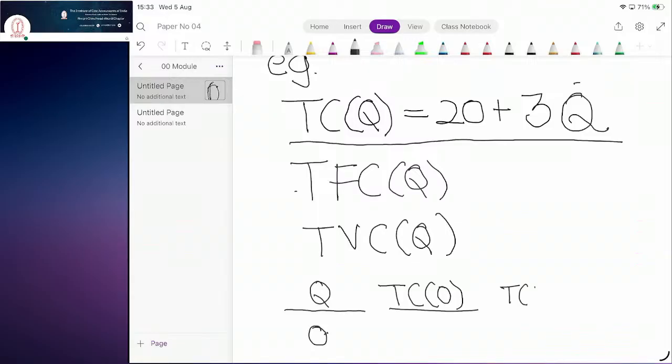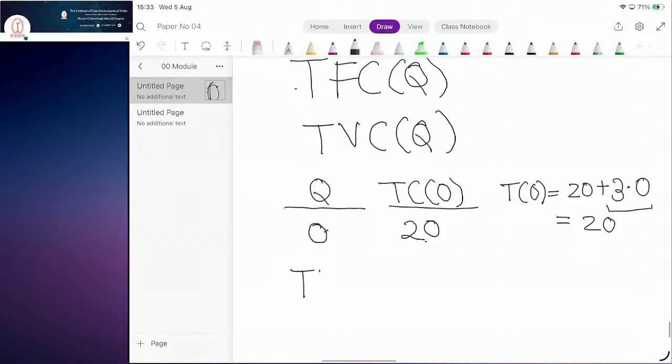So what is that? 20 plus 3 and what is the value of Q? 0. So what will be the answer? 20. Any number multiplied by 0 will remain 0. 0 added to any number, the number will remain same. So the answer is 20. Correct? 20. So when Q is 0, TC is equal to 20. This is my total fixed cost.